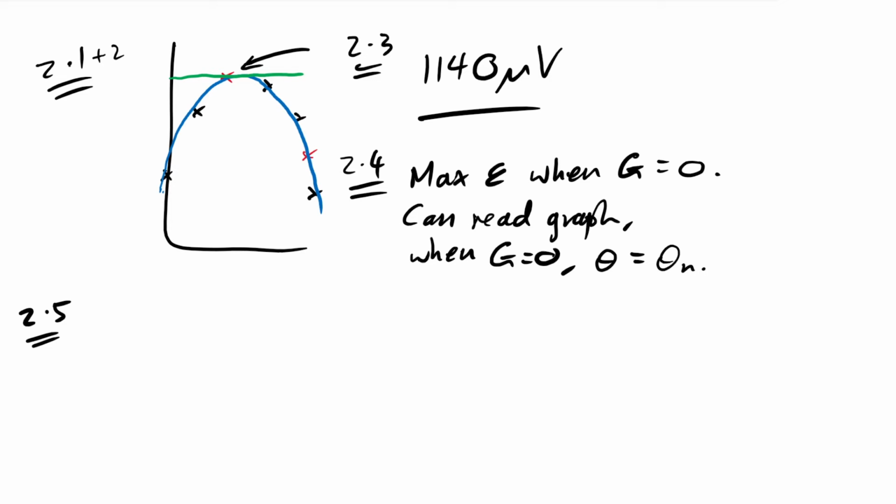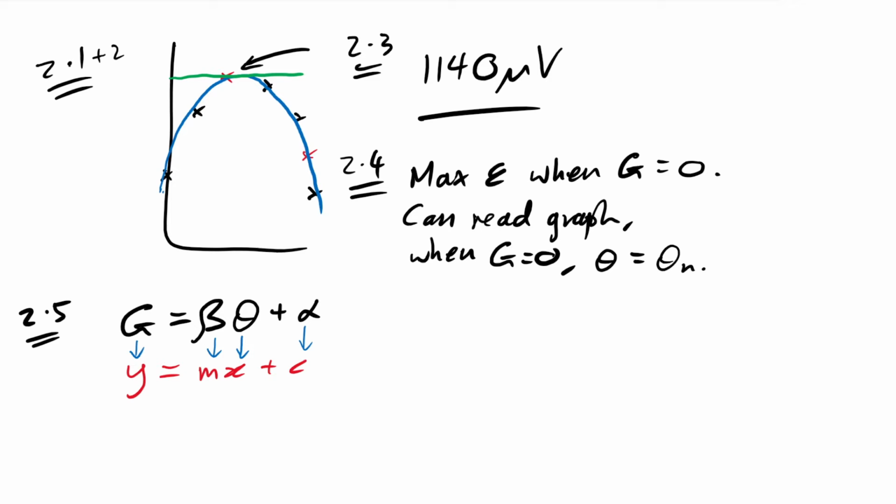2.5, we have this equation: g is equal to beta theta plus alpha, where alpha and beta are constants. Determine alpha. Okay, so we know that this is a straight line graph, and a straight line graph is always y equals mx plus c. So that means that g is our y value, alpha is our y-intercept, x is our theta, and beta is going to be our gradient. We're looking for alpha.